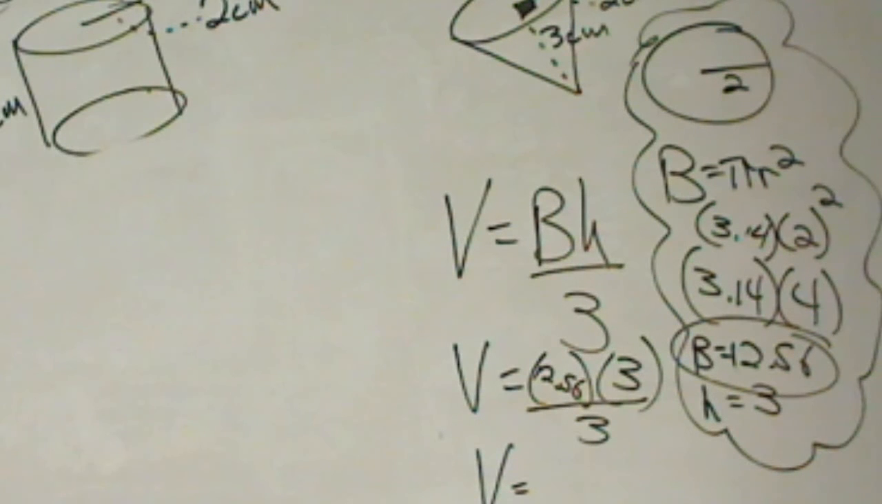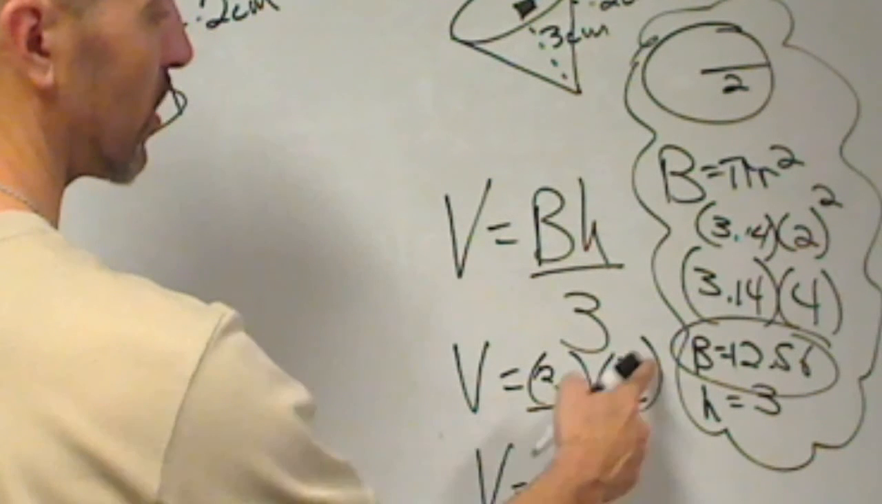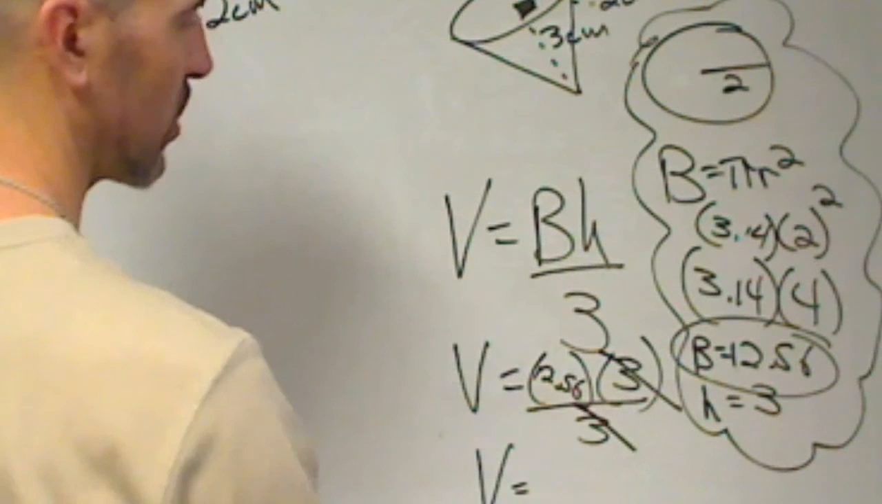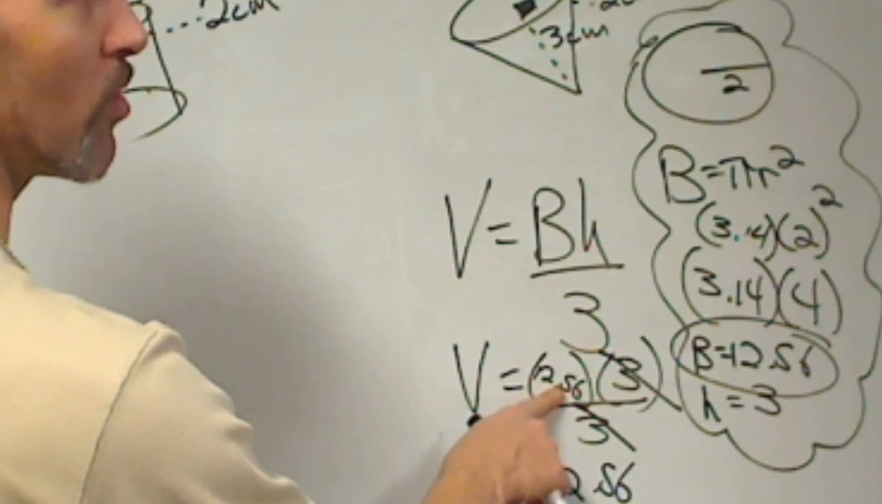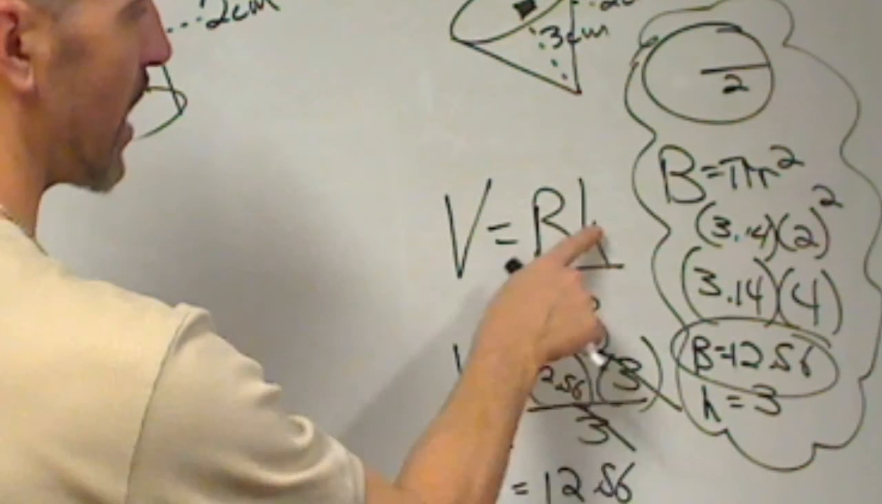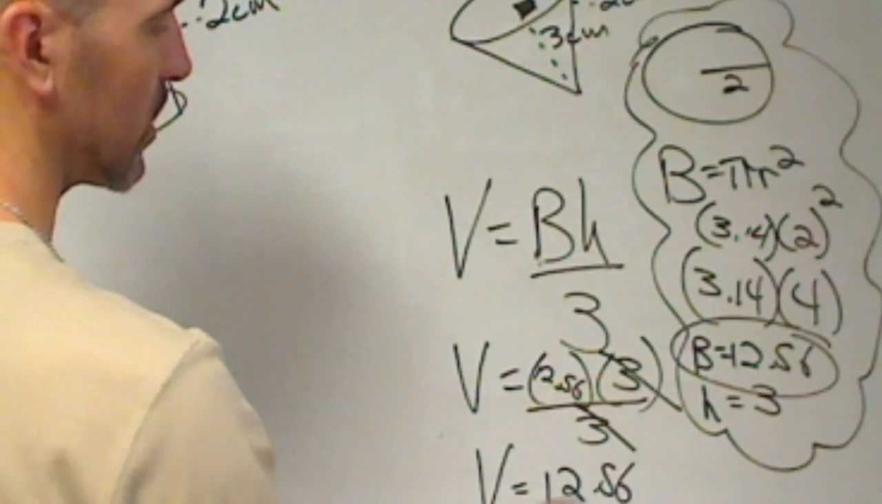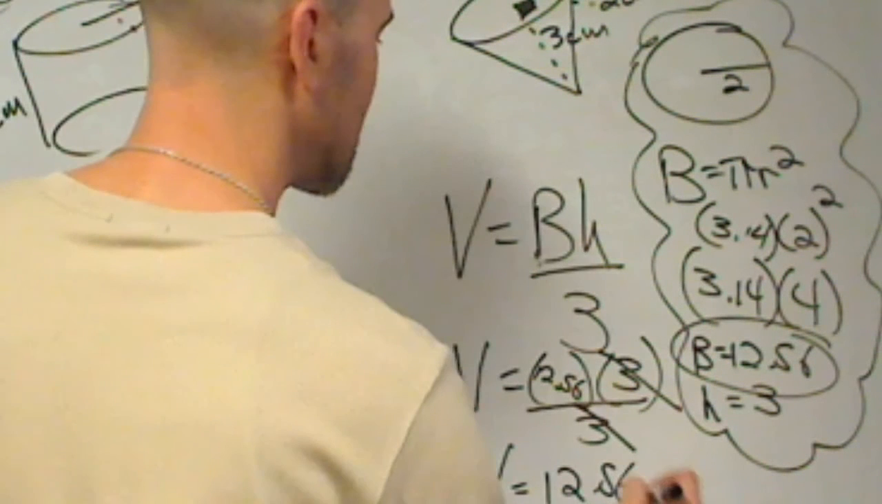Okay? So little trick here, if you're multiplying on top and you're dividing by one of the numbers on top, you can just cancel them out. So what's left over is 12.56. But essentially what we did was we multiplied 12.56, the area of the base, times the height, which is 3, and then divided by 3, and that's 12.56. And just like we did with cylinders, that's going to be centimeters cubed.